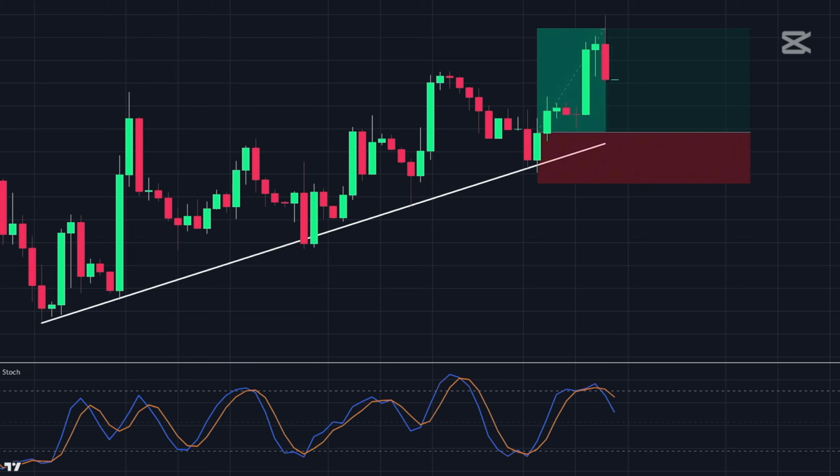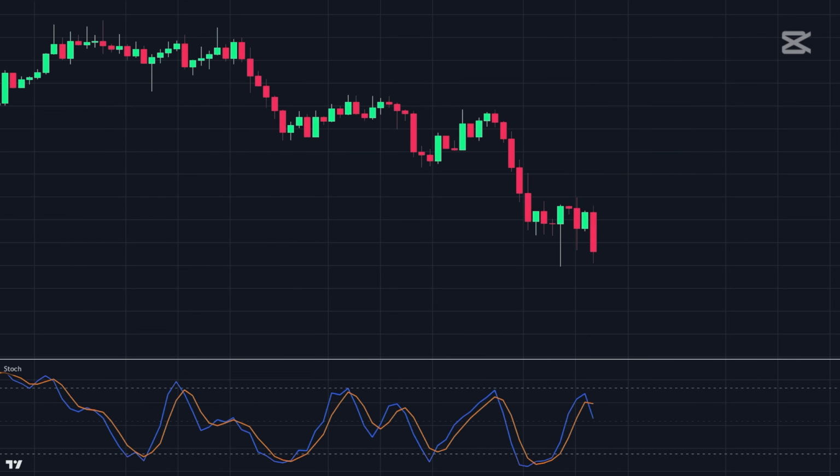Therefore, the key to this strategy is using the stochastic indicator to confirm signals, helping to avoid blindly entering trades when the price touches the trend line. Now let's look at another example.